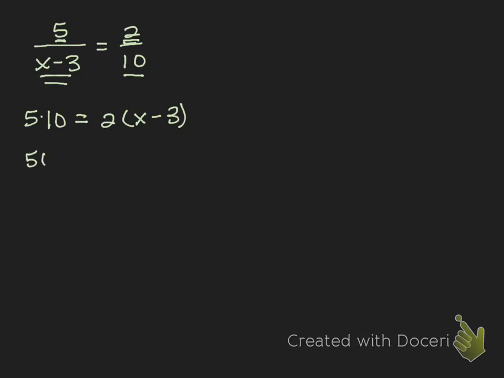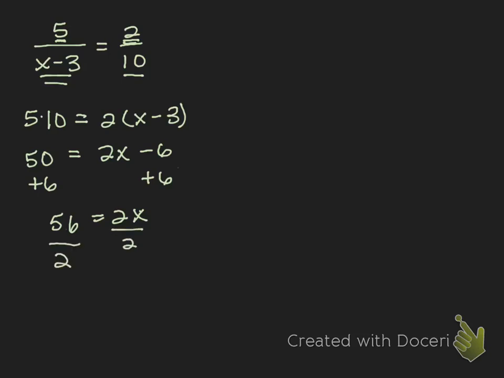5 multiplied by 10 is 50. Distributing my 2 to the x and the minus 3 gives me 2x minus 6. From here, I'm going to use my algebraic skills to go ahead and solve for x by adding 6 to both sides, which gives me 56 is equal to 2x. 56, not 52. Let's erase that there. I'm going to divide both sides by 2 to solve for x, and I will get that x is equal to 28.